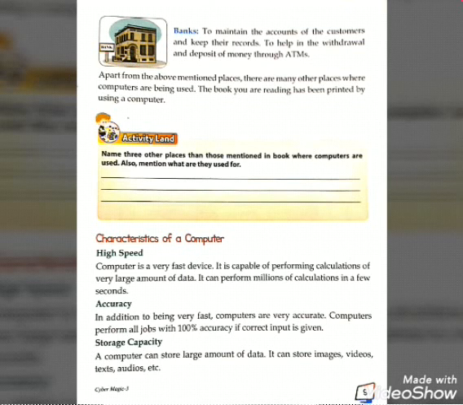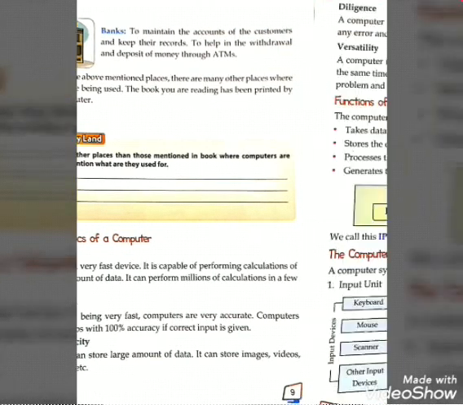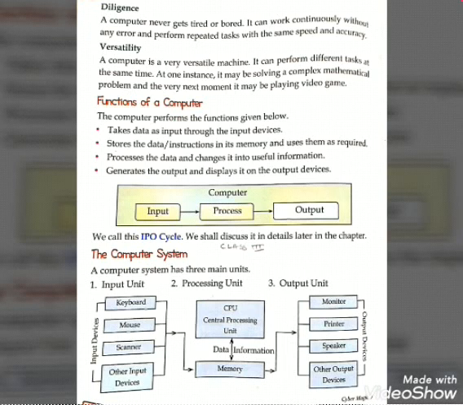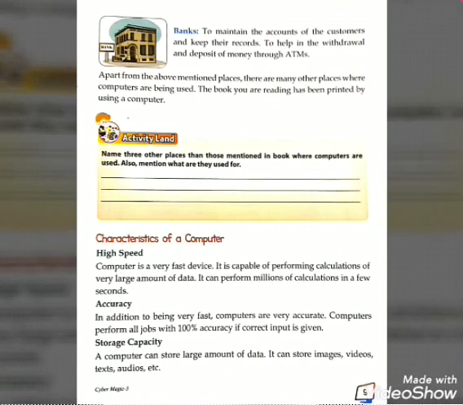Now we are going through the characteristics of a computer. Here we are going to study the characteristics of a computer. First one, high speed. Second characteristic, accuracy. Third, storage capacity. Fourth, diligence and versatility. First one, high speed. We know that a computer is a very fast device. It is capable of performing calculations on a very large amount of data. It can perform millions of calculations in a few seconds. Revise it once again at your home.